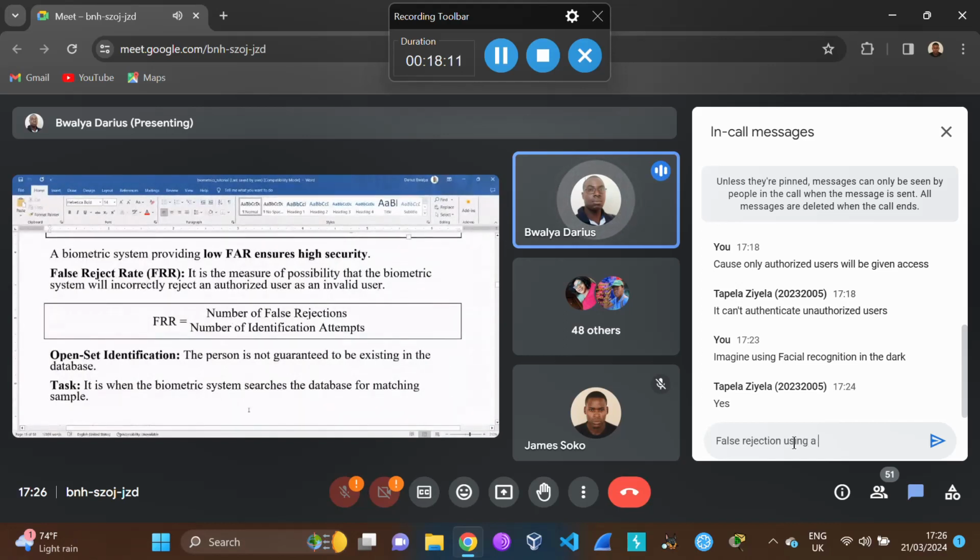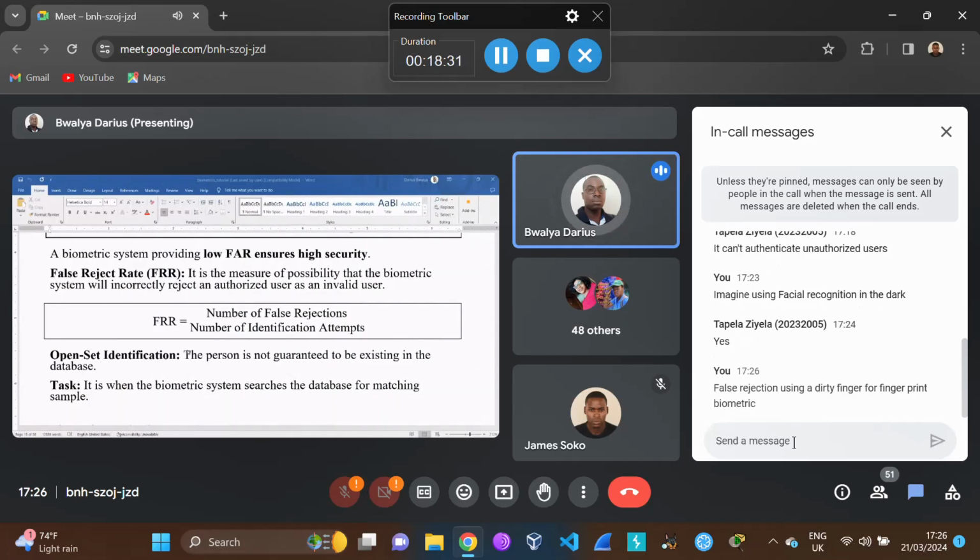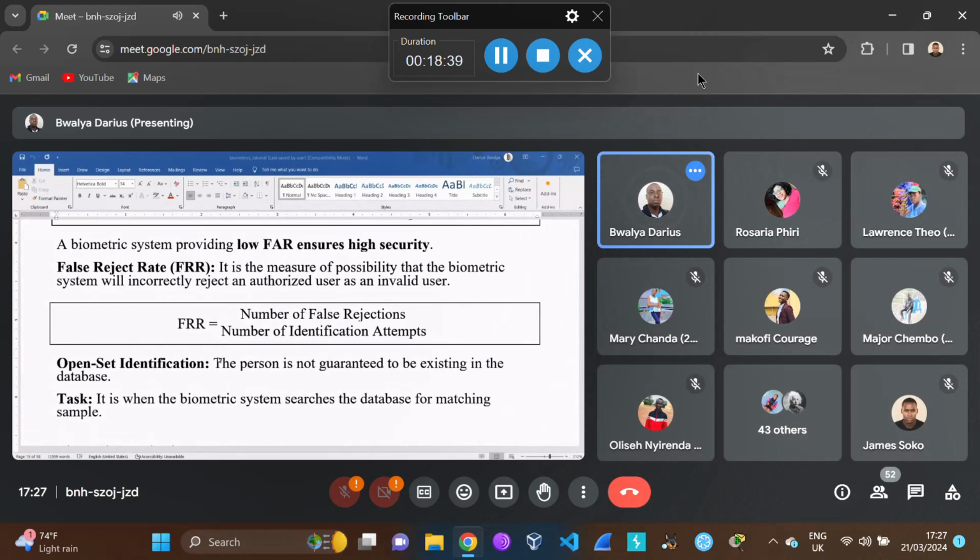So you might be given a situation where we ask: after installing a new biometric system at a particular institution, it was observed that there were more false rejections. The false rejection rate was higher than expected. Now you can imagine, maybe think of where we are authenticating using fingerprints. What could be the contributing factor when we are using fingerprints?